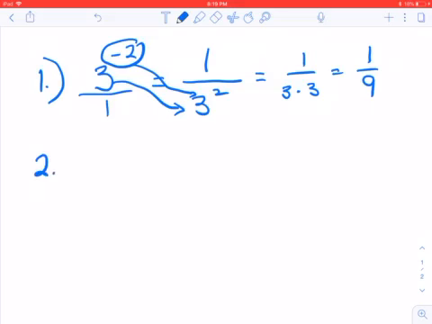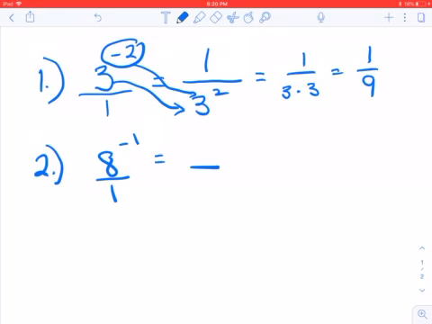Let's take the next one. Let's say we have 8 to the negative 1 power. Okay, so if we want to write that using positive exponents instead and just work it out, let's think about where this 8 is located. Is it located in the numerator or denominator? Well, there's no denominator, so we can give it a denominator of 1.